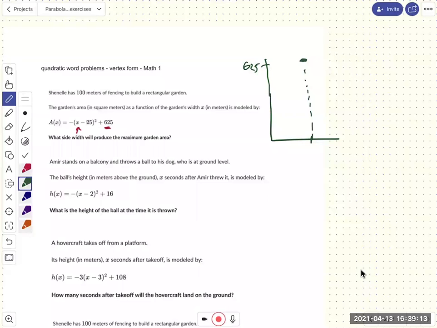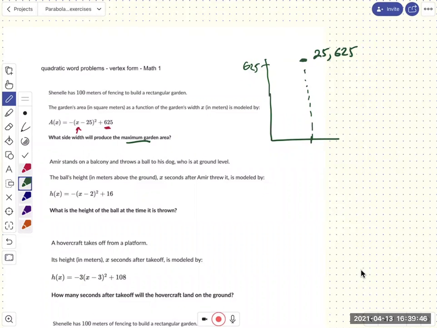And so I have 100 meters of fencing to build a rectangular garden. And so here we are at 25, 625. And so there's the maximum garden area. We don't even need to do anything else. And that was pretty easy, wasn't it? And so our vertex is there, and anything else is going to take away from it. All right, so, well, that was easy.